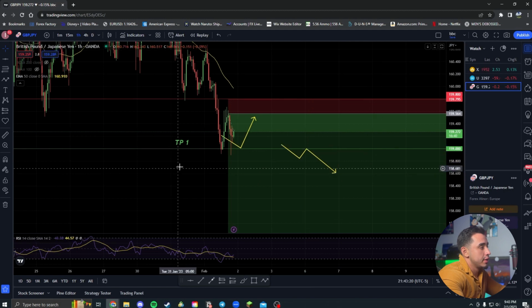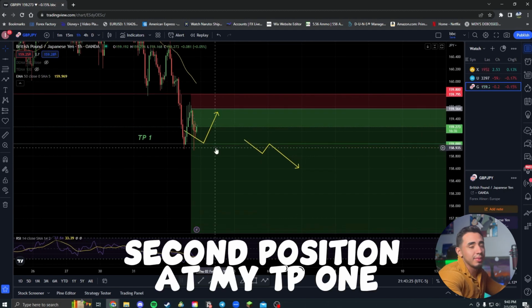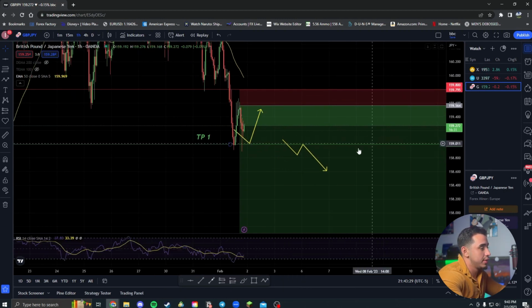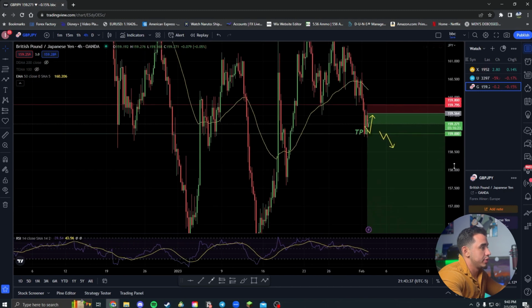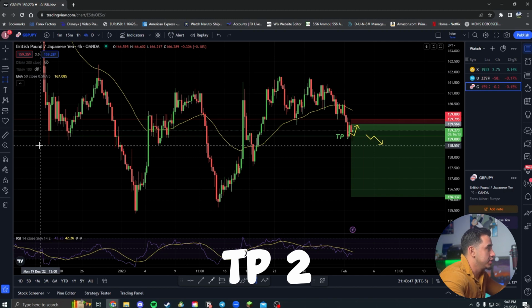Now, right here on my TP1, it's not a coincidence that I'm going to enter my second position at my TP1. Now, with 2 positions open, I'm going to show you guys what we're going to do. Let's go to the 4 hour, more zoomed out. Since I removed all the drawings, I did that on purpose so I could draw different zones and different areas of interest for you guys to see where you want to be setting your TP2 or TP3, TP4, whatever the case might be.